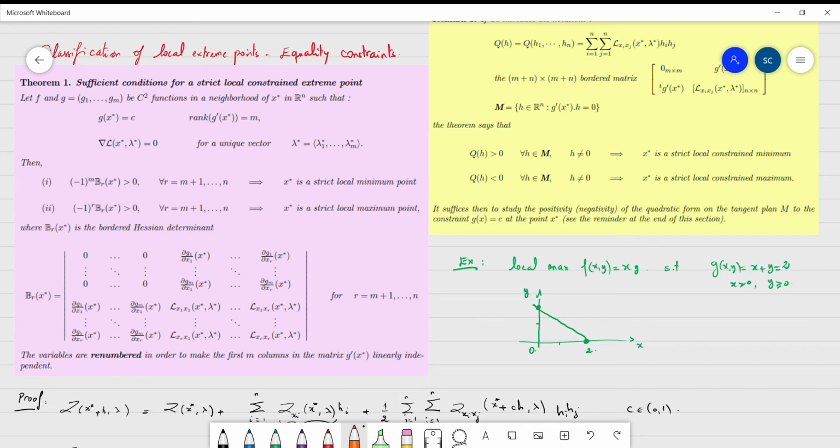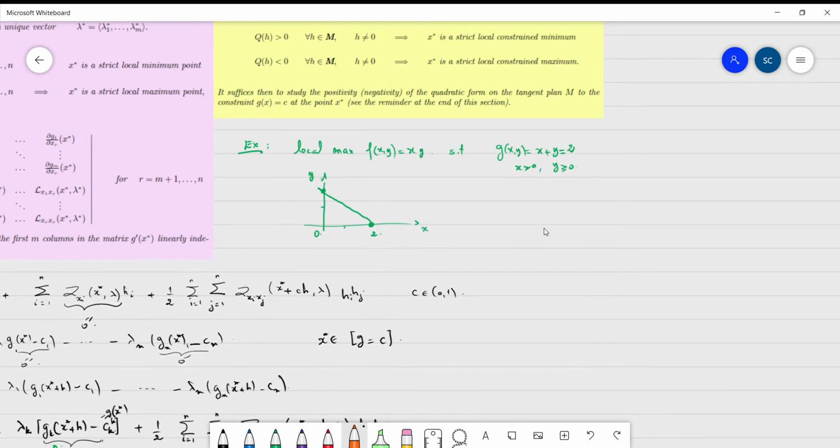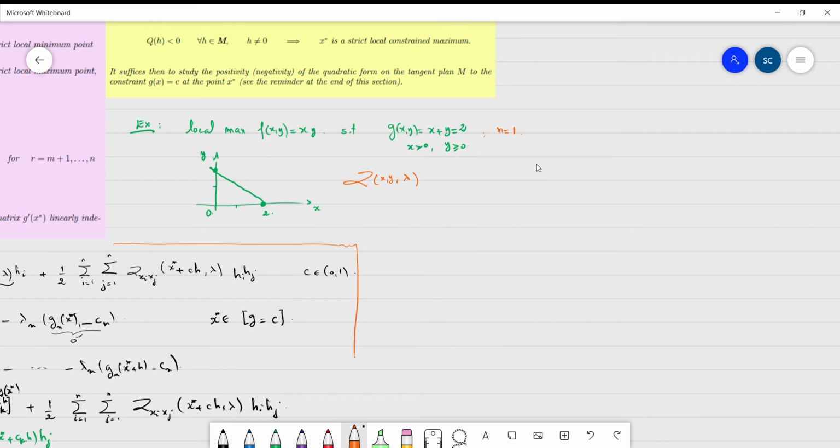So what we want to do is apply the theorem. So we need to check regularity of the point and find the critical point of the Lagrangian. So let's first introduce the Lagrangian for this problem. Okay, so L of x, y and lambda. There is one constraint, so we will have m, and m here is 1. Okay, so let's introduce L(x, y, lambda) equal to f(x, y), which is xy, minus lambda times the constraint x plus y minus c, which is 2 here.